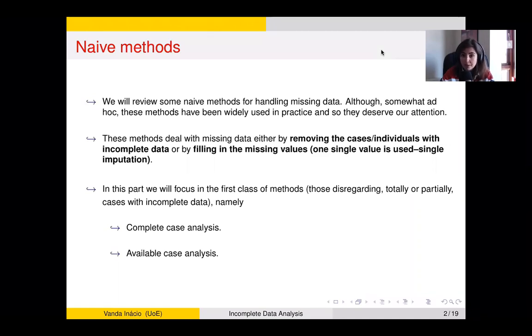The first class of methods deals with missing values by removing any individuals with incomplete information. And the second class deals with missing values by filling in, or imputing, the missing values. For each missing value, we will impute a single value, and therefore the name single imputation. In this part, we will be focusing on the first class of methods, the methods that disregard data from individuals with missing observations, and we will learn about two methods, complete case analysis and available case analysis.